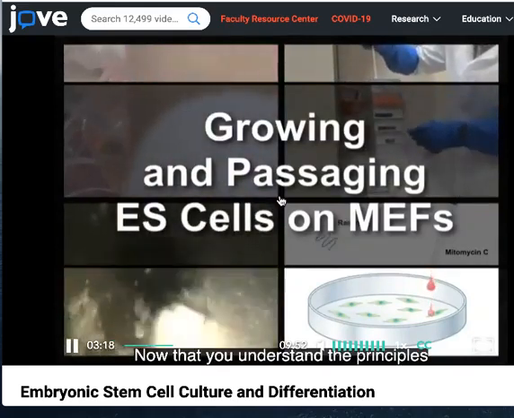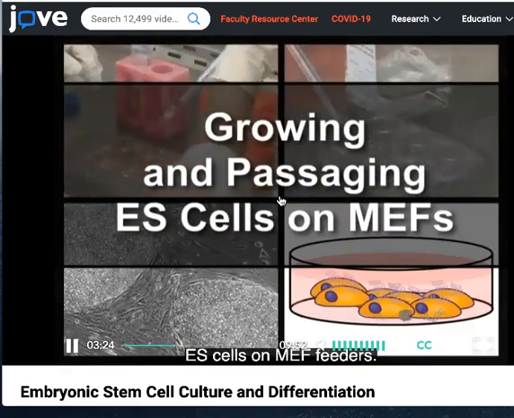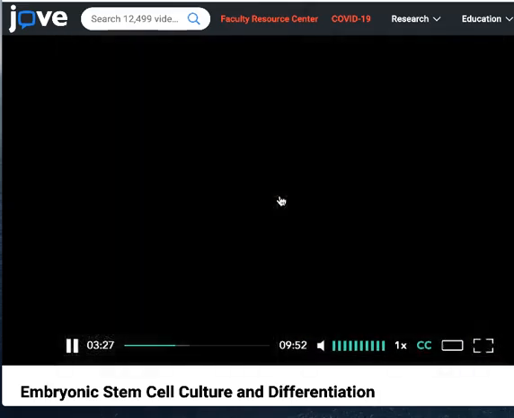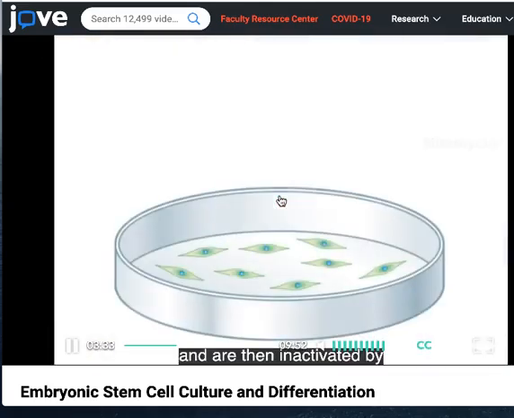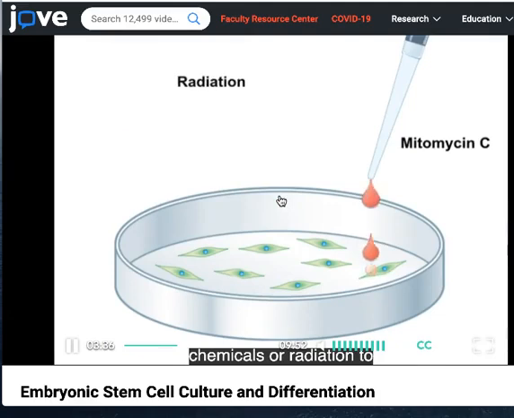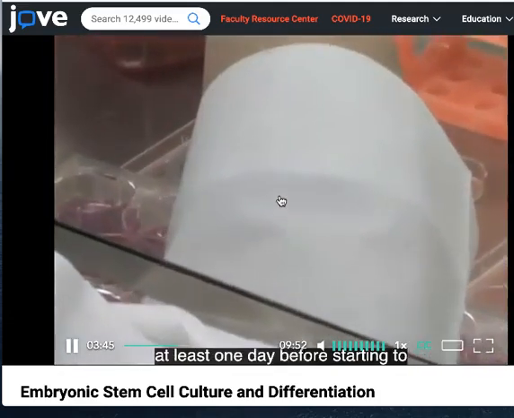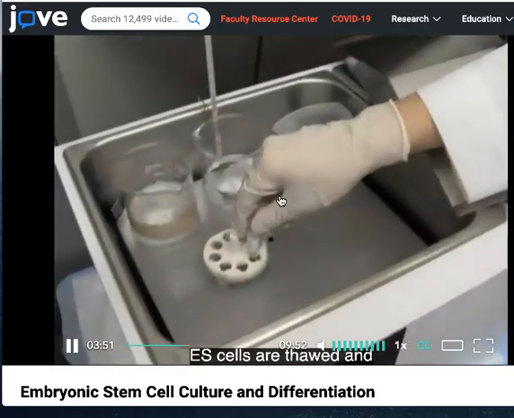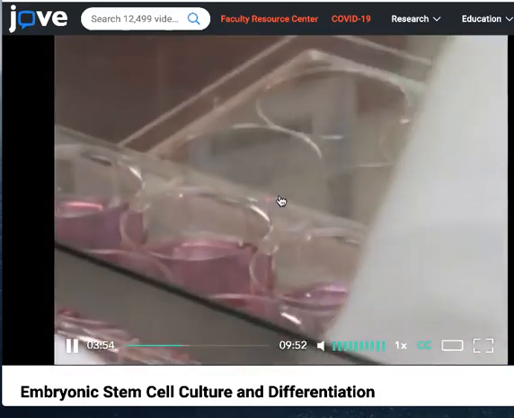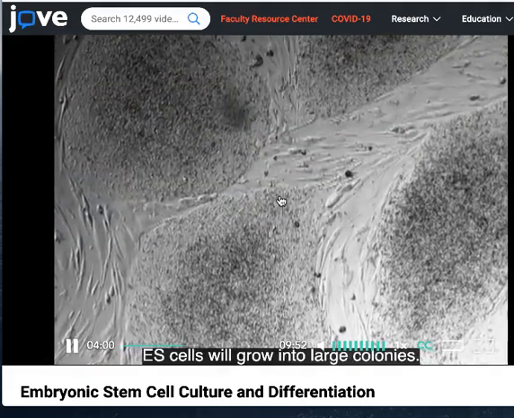Now that you understand the principles behind ES cell maintenance and differentiation, let's look at how to culture and passage ES cells on MEF feeders. MEFs are obtained from early-stage mouse embryos and are then inactivated by chemicals or radiation to prevent them from further dividing. Inactivated MEFs should be plated onto gelatinized tissue culture dishes at least 1 day before starting to culture ES cells. When feeders are fully settled, ES cells are thawed and seeded onto the plates. Over the next few days, ES cells will grow into large colonies.